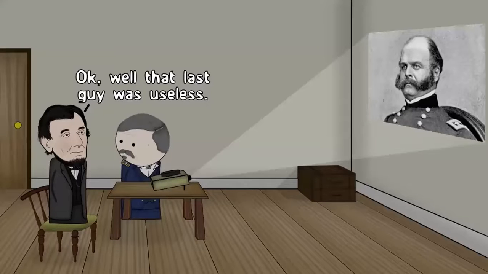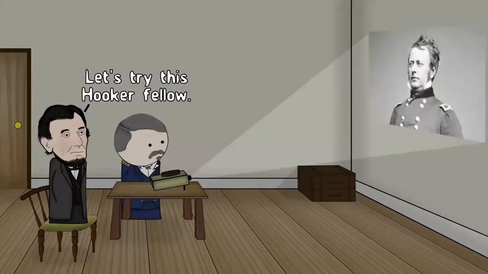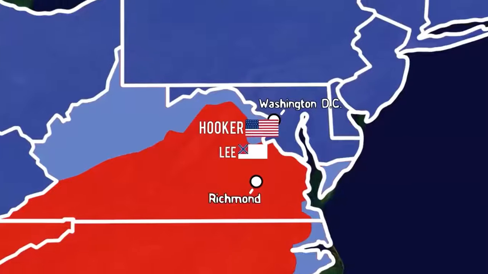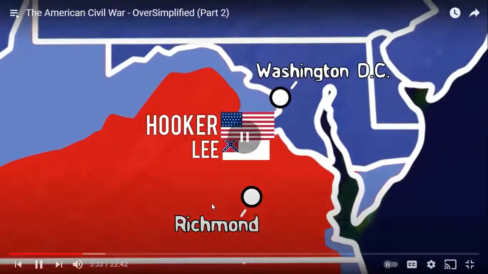Okay, well that last guy was useless. Let's try this Hooker fellow. General Joseph Hooker was put in charge of the Army of the Potomac, and once again, Lincoln ordered him to move south and take Richmond. Why south? Why don't you go from West Virginia, move southwest, then move east, and while you're doing that, also send a part of the army in the north? So Lee will have to keep bouncing around.